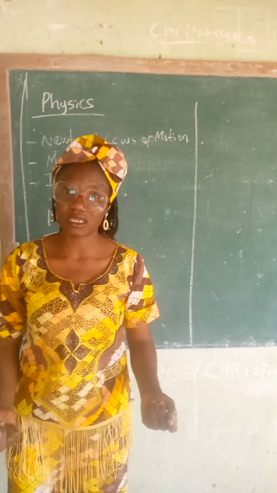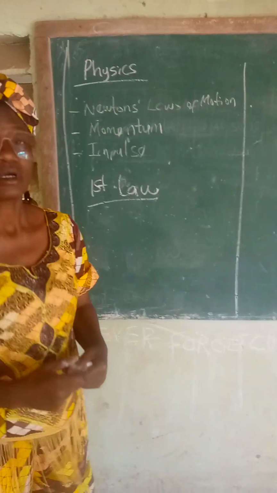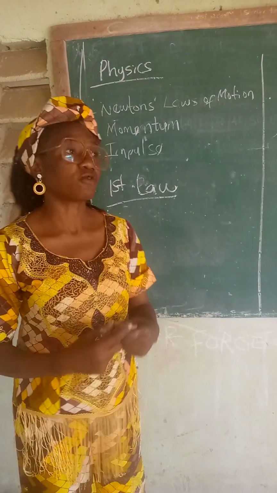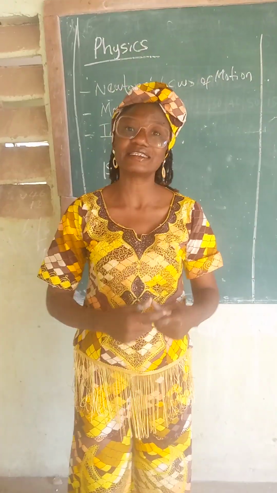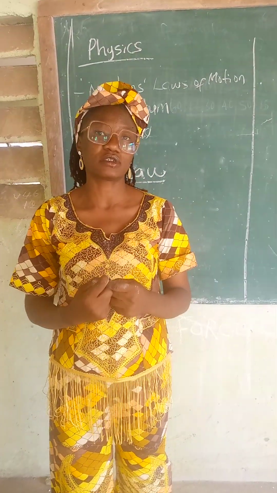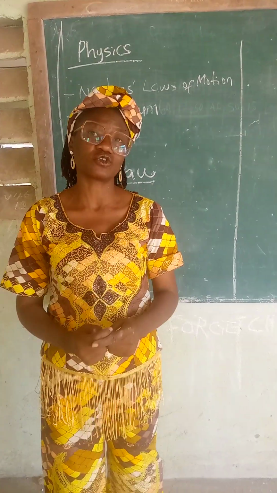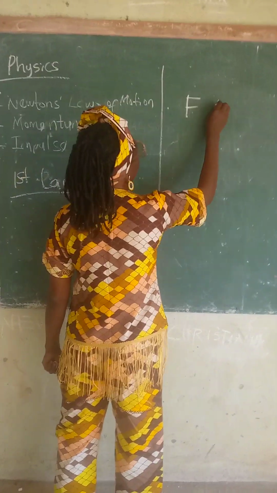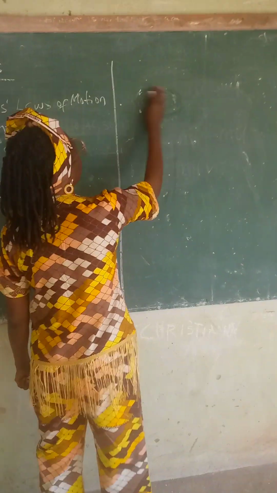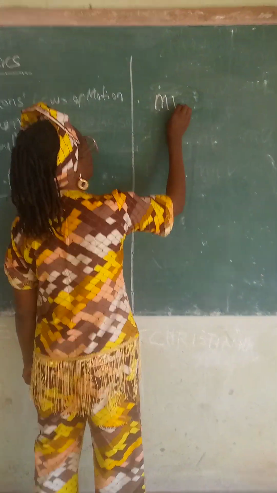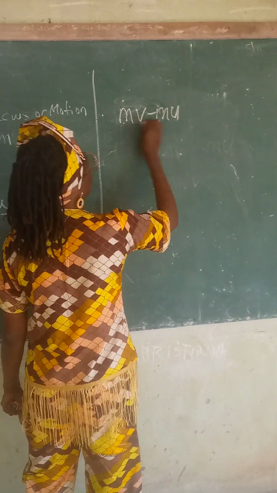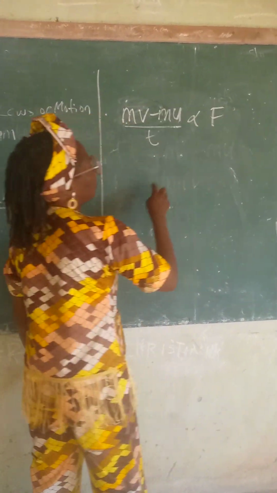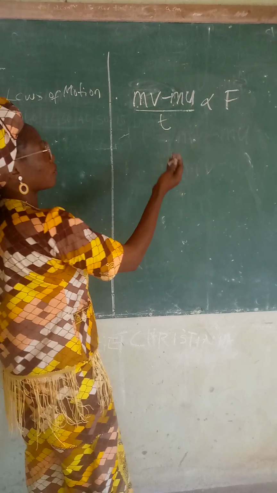Either a brake. Now the second law states that the rate of change of momentum is directly proportional to the force, and it takes place in the direction of the force. Mathematically, let me do it this way. The rate of change of momentum is directly proportional to the force, and it takes place in the direction of the force.